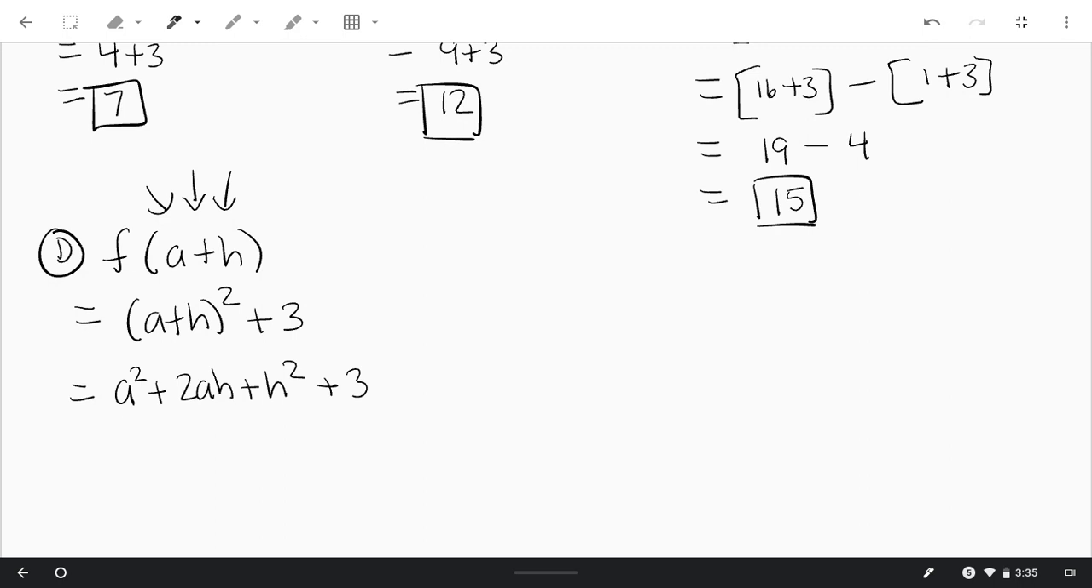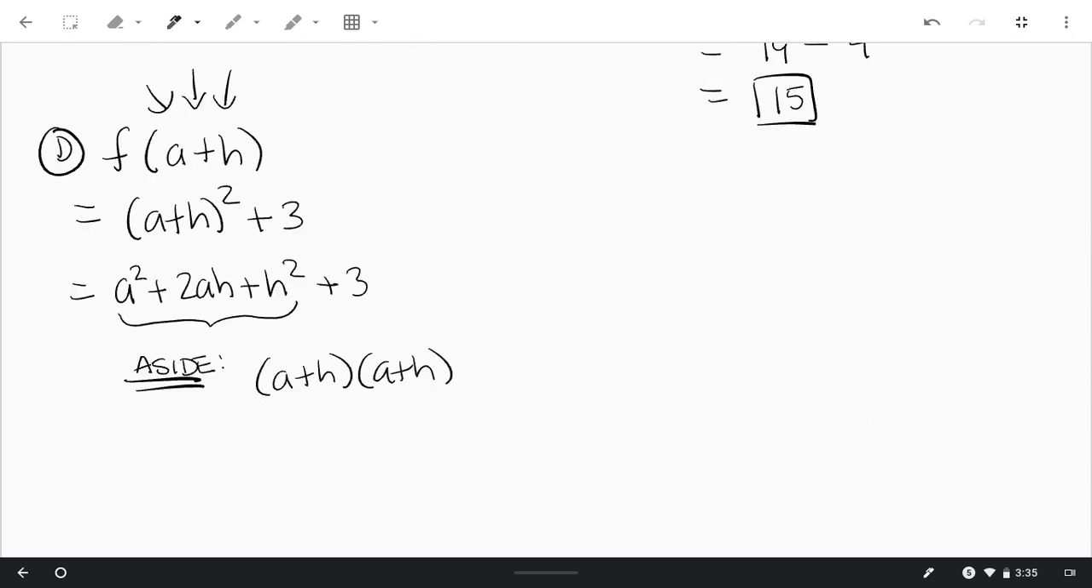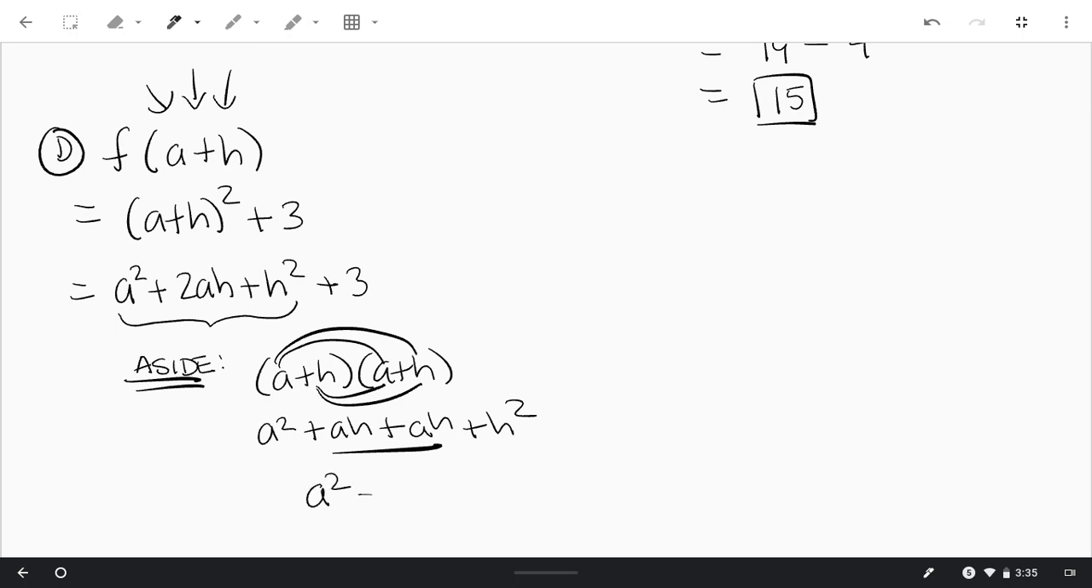Okay, if you're not sure how I got this part, then you're going to have to go off to the side and do it the long way, which is not too bad. And you have to do your distributive property. A times A is A squared. A times H is AH. H times A is, I'm going to say AH. H times H is H squared. These two are like terms, so you get A squared plus 2AH plus H squared.